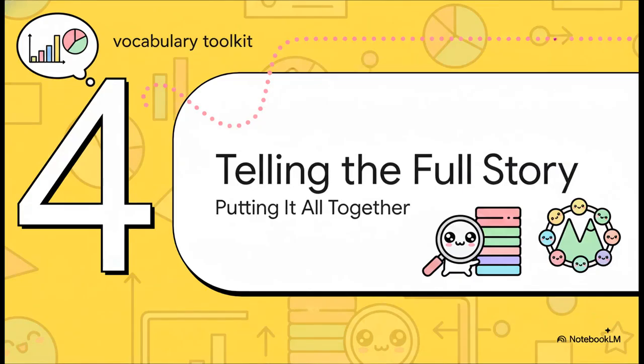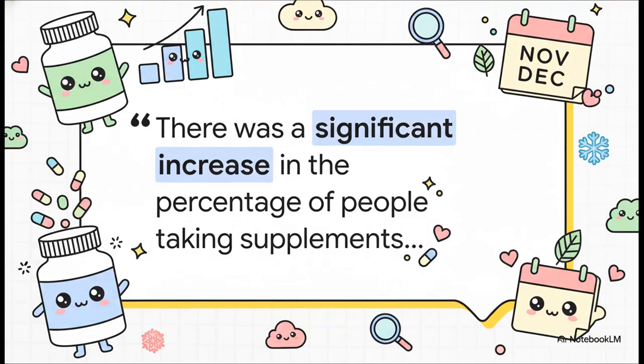Okay, so we've gone out and we've built our amazing vocabulary toolkit. Now, for the really fun part. Let's put it all together and see what a complete, professional, awesome data description actually looks like in the wild. Look at this sentence. It's perfect. It combines all of our tools. We've got our core story, a climb, which is described with that precise phrase, significant increase. It tells us exactly what is being measured, the percentage of people taking supplements, and it locks it all into a specific time frame. That right there is data storytelling in action.